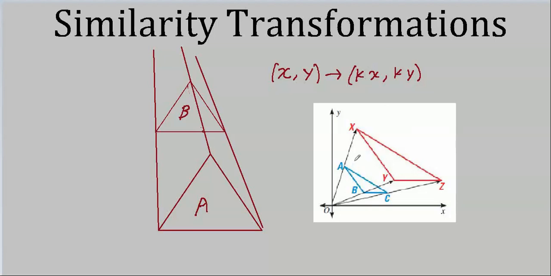For instance, here, as we transform ABC to XYZ, K would be greater than 1. On the other hand, if we went the other direction and transformed XYZ into ABC, the K for that transformation would be less than 1.